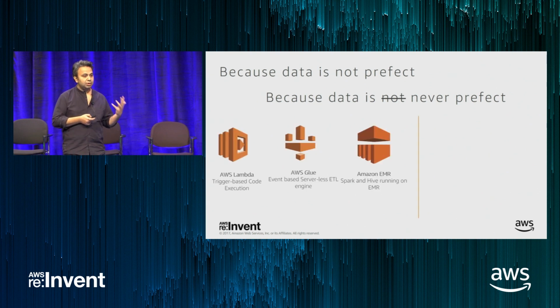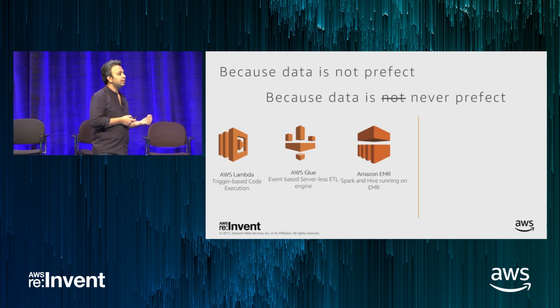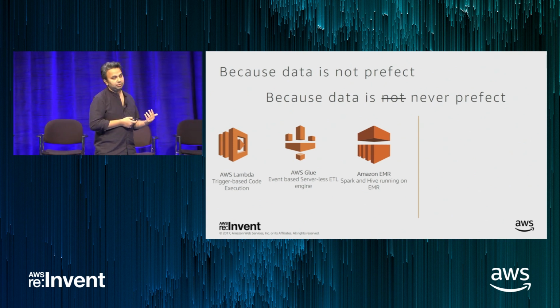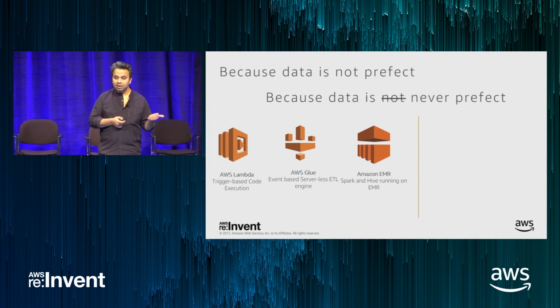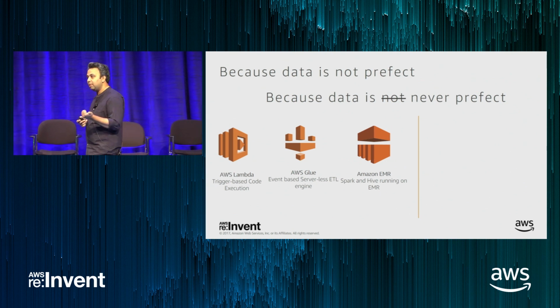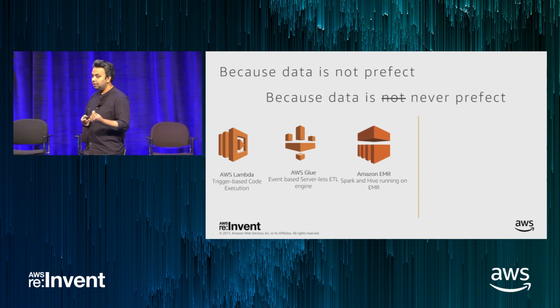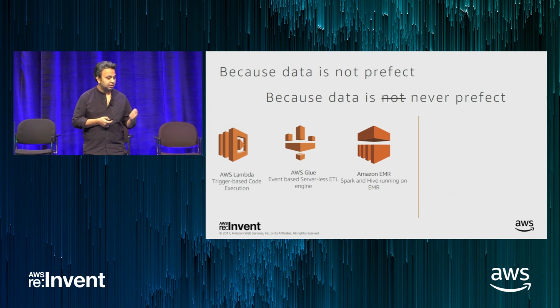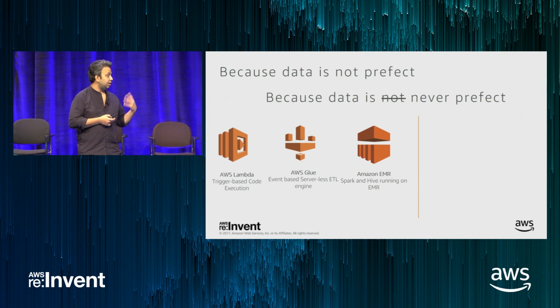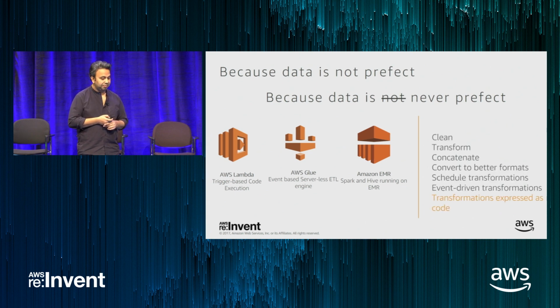So there's lots of different tools on AWS that allow you to ETL the data. Some of them are serverless, some of them are full-fledged ways. Lambda will give you a trigger-based code execution platform so that you can ETL your data. You can also use AWS Glue, which is an event-based serverless engine. You can run PySpark on top of it. You can also run Spark and Hive on top of EMR.